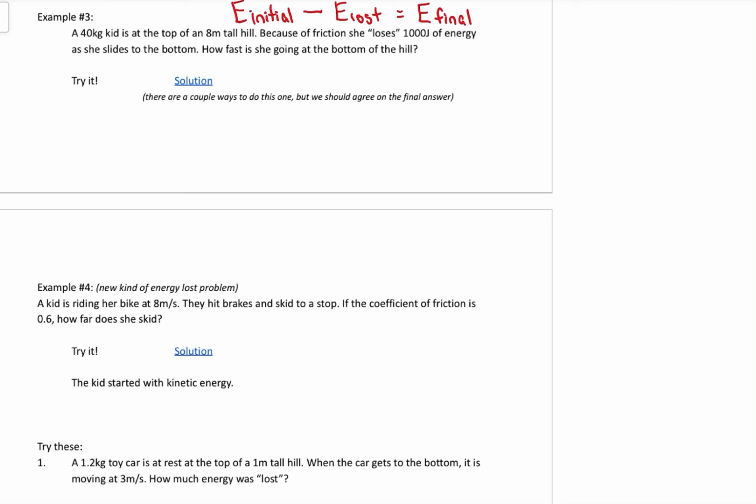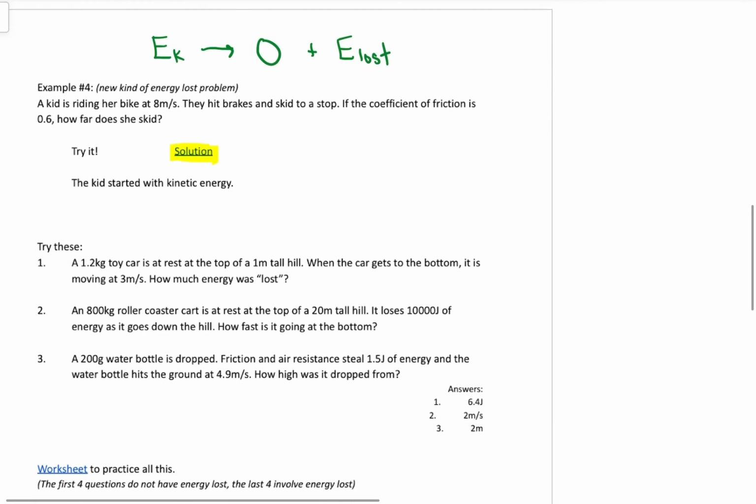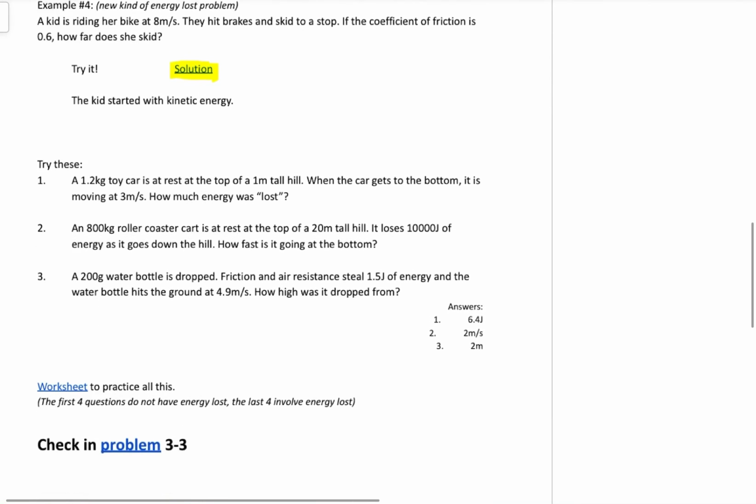Here, the video is there, but just to give you a sneak peek of example 4, the kid on the bike starts off with EK, and basically they skid to a stop, so they end up with no energy anymore, no EK, they didn't go uphill, so no EG, and some E lost. That's just a primer for that, but that video there has more detail on that one. Then to help you out, there's 3 there to try with answers.